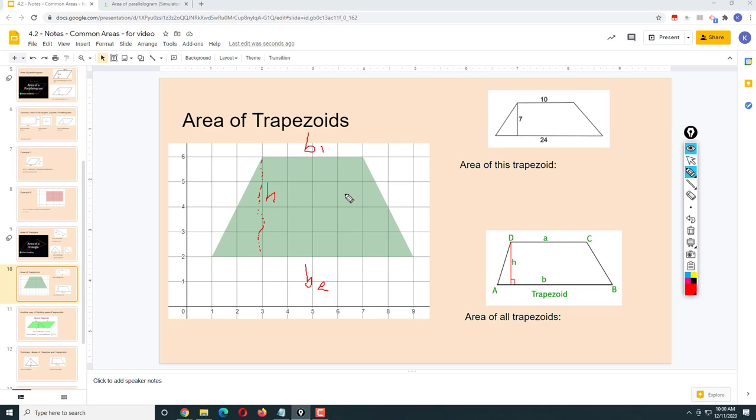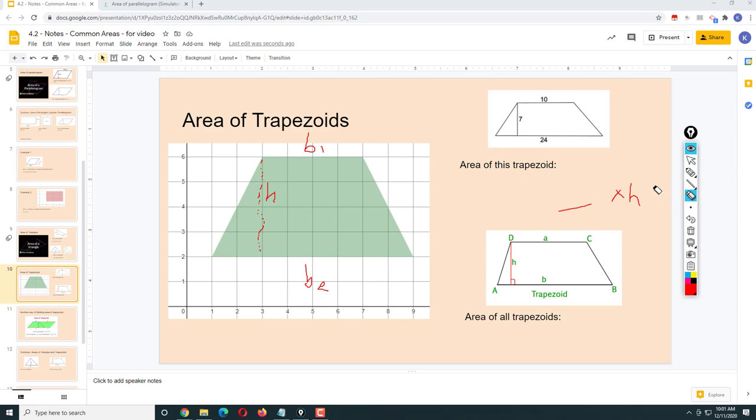One way of thinking of it is, this is like a parallelogram, but the parallelogram has two identical bases. The parallelogram is base times height. With the trapezoid, instead of one base, we have two different bases. So we have to take the mean of the two bases: B1 plus B2 over 2 times height. That's one way of thinking about it.